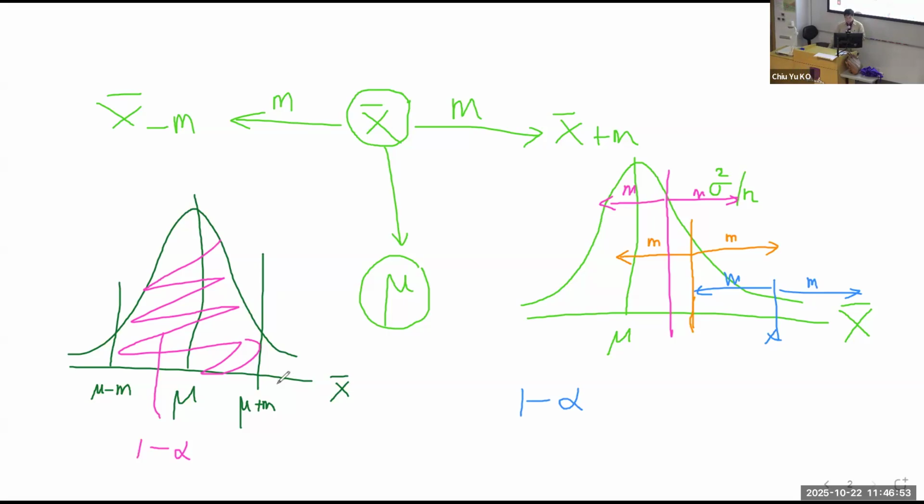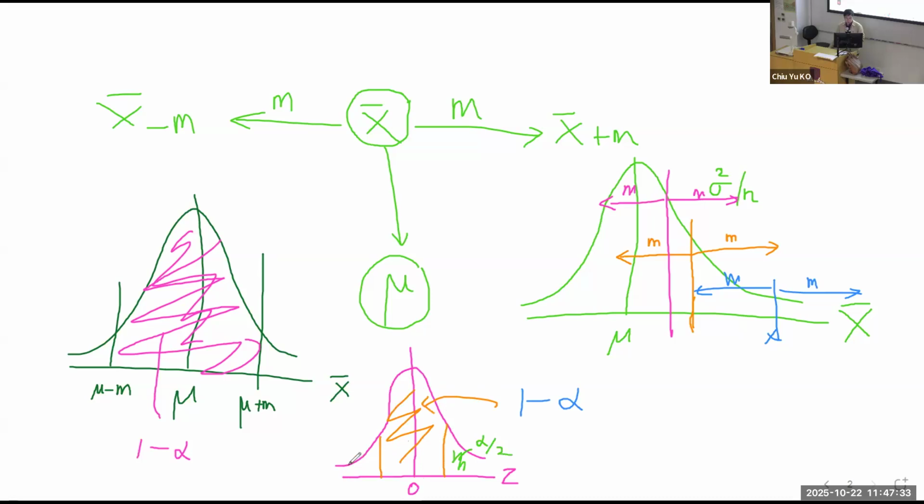So if I want the probability to be 1 minus alpha here, how can we calculate this m? The answer lies in the normal distribution. If you remember the standardized normal, this is 0 here, and if I want the inside to be 1 minus alpha, it's symmetric, so that means these tails are alpha over 2 each. Because both sides alpha over 2 add up to alpha, the middle is 1 minus alpha. So we call this value Z alpha over 2.